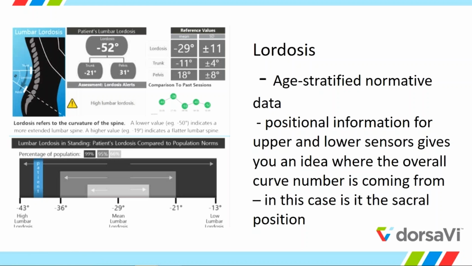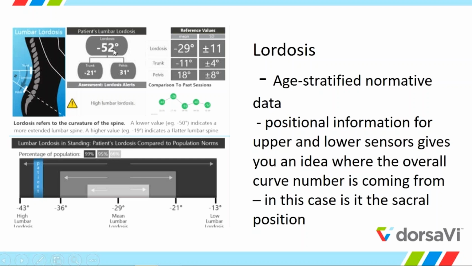So in this case, normal lordosis is 29 degrees of extension. You'll see this is a negative number because extension is negative. So the norm is 29 degrees, and again, this is my report, and I had 52 degrees of lumbar lordosis, which is too much.